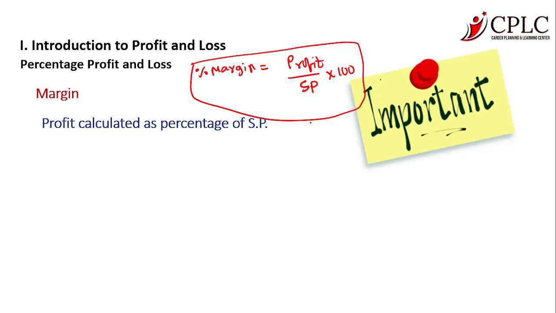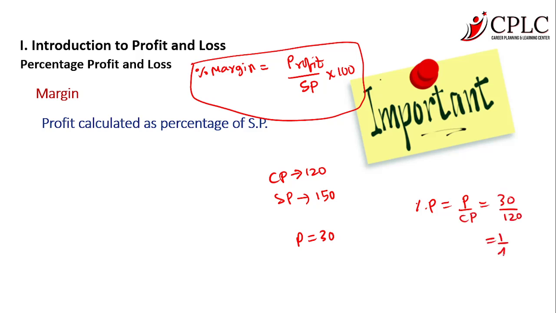So if we go back to that sandwich example, and if you remember, he had an investment of 120 rupees every day, and on profit day he made 150 rupees as revenue. So his profit was 30 rupees. And when we calculated the normal profit, it is profit upon CP, which is 30 upon 120, which is 1 by 4, which is 25%.